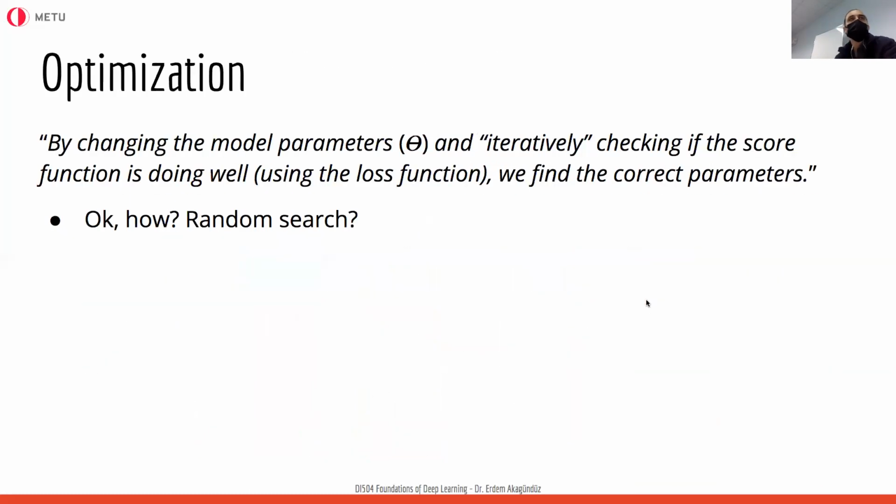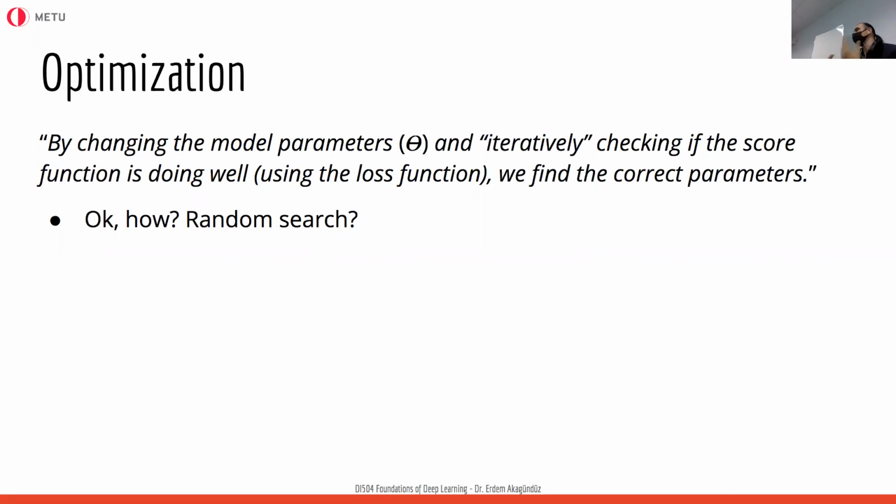Yes. Okay, so we have a loss function. It can analyze what our score function does. And if our score function is not doing it correctly, we will need to change the parameters of the score function to get that value properly. This is called optimization. Optimization is an iterative process to find the correct parameters for a given cost function, loss function, whatever it's called. By changing the model parameters and iteratively checking how your model is doing, you find the correct parameters. This is optimization.